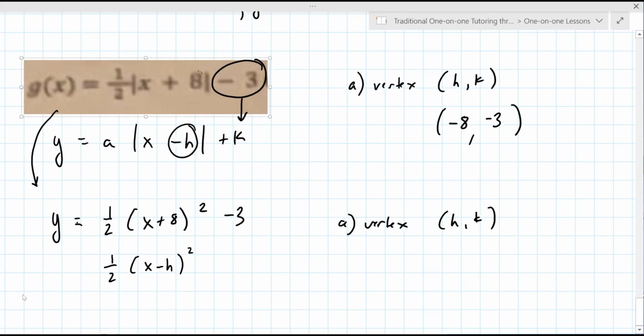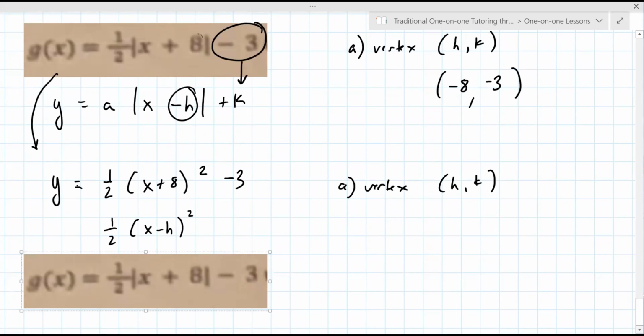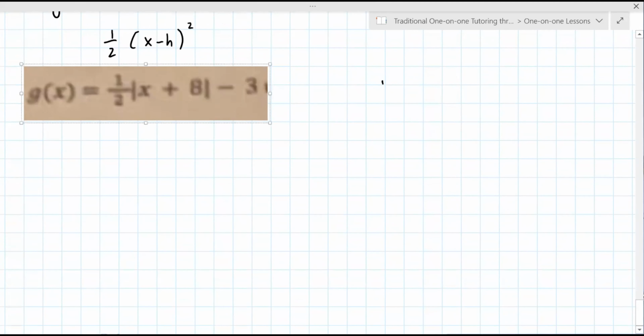So the next question, I'm going to snip this again here. Part B is what is the y-intercept? So the y-intercept is when x equals 0. -3. Nope, that's the vertex. You have to put 0 in for x. You're literally finding g of 0. Wherever you see an x, you put a 0 in.